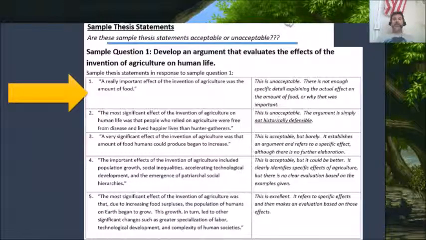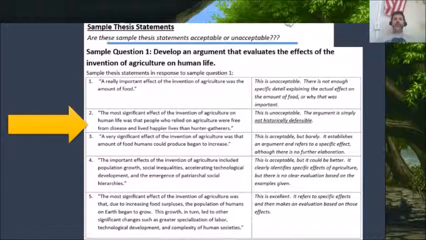Number one, a really important effect of the invention of agriculture was the amount of food. This is unacceptable. So even though it tries to make a reference to the amount of food and it links it to the invention of agriculture, there's no explanation here of what the effect on the amount of food was or why that was important in some way. This is really just a bad piece of writing.